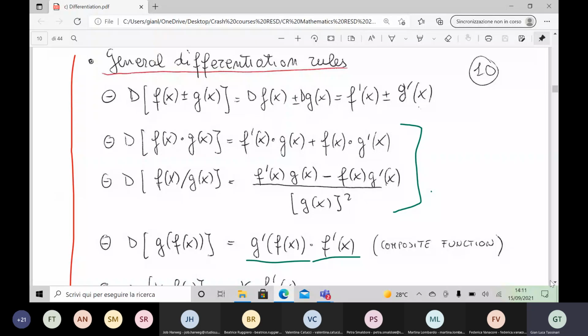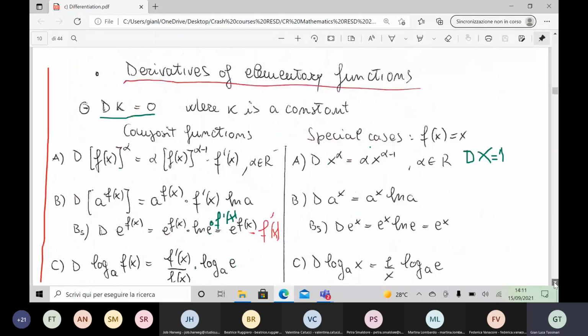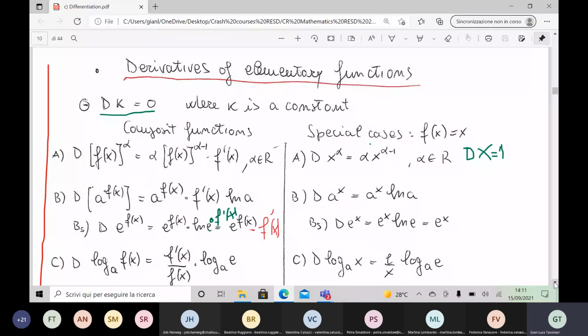In particular, I start from the simplest function, which is the derivative of a constant. The derivative of a constant alone, guys, not a multiplicative constant. If you have the derivative of 3, what is it? The derivative of 3 is 0. Why? What does 3 mean? 3 means, for example, y equal to 3.